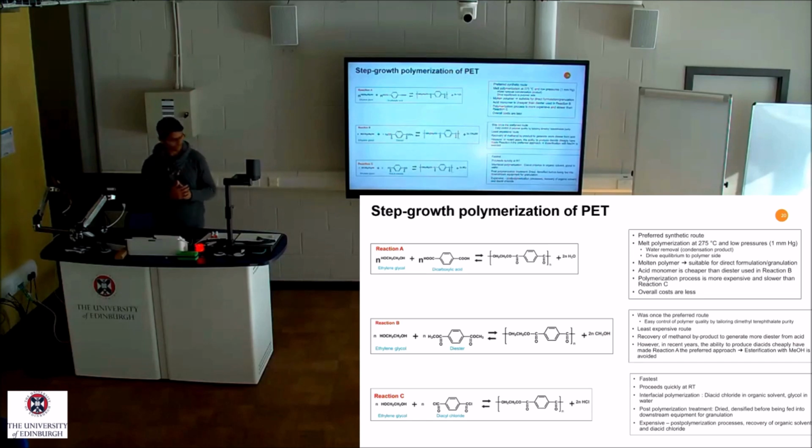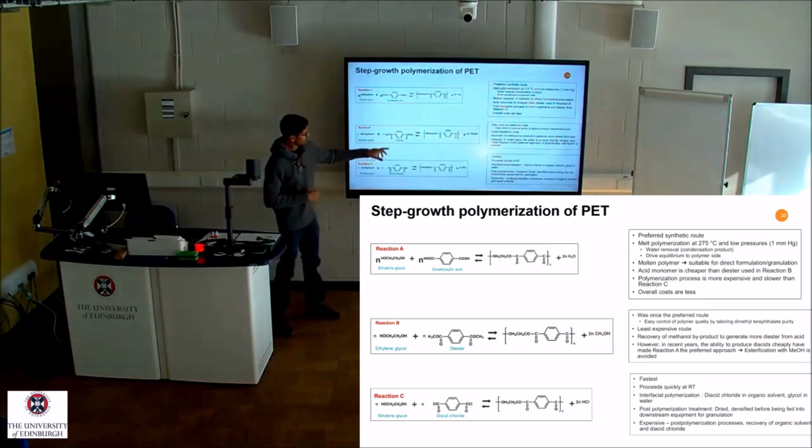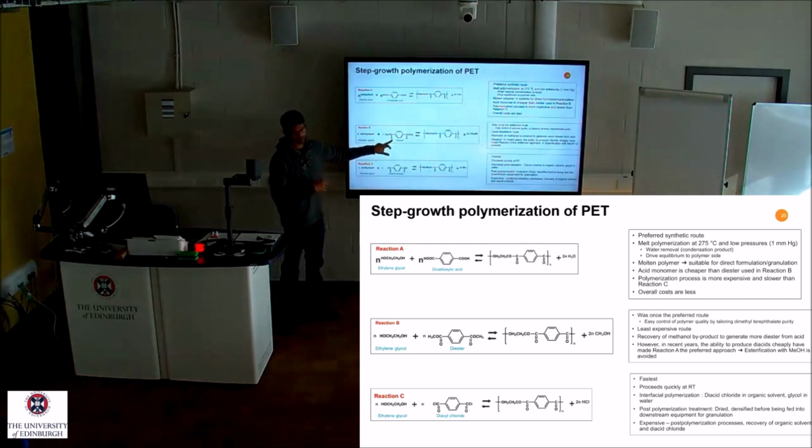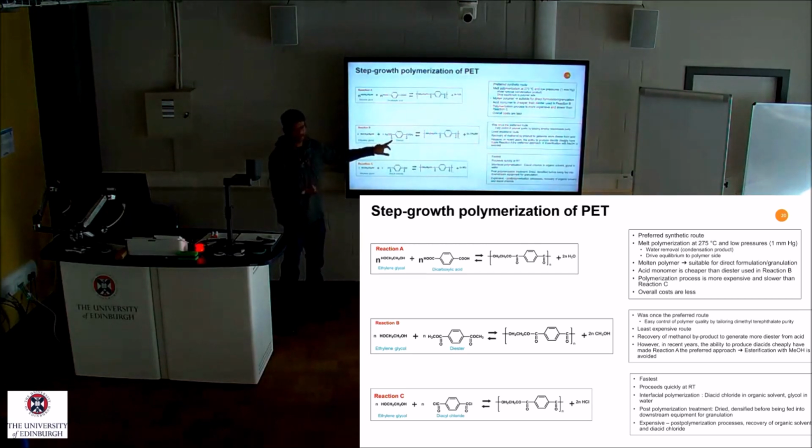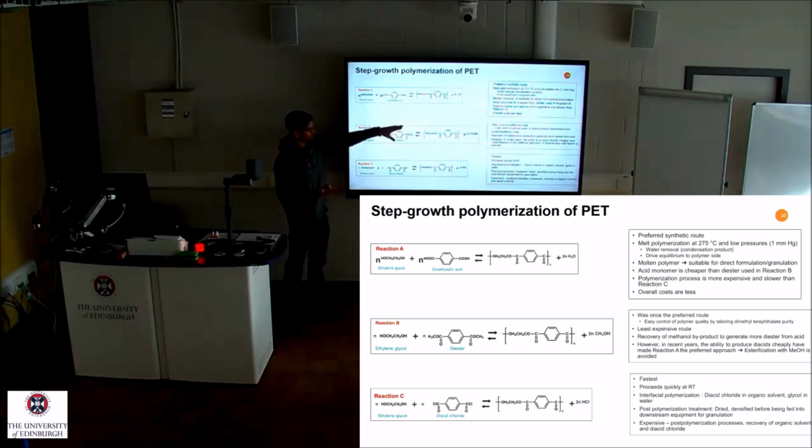In case of reaction B, previously it was followed because this monomer was the cheapest, but now they find another monomer, which is this. Now it is cheaper than this, that's why they're following this. And the overall cost of this reaction is way cheaper than this one.